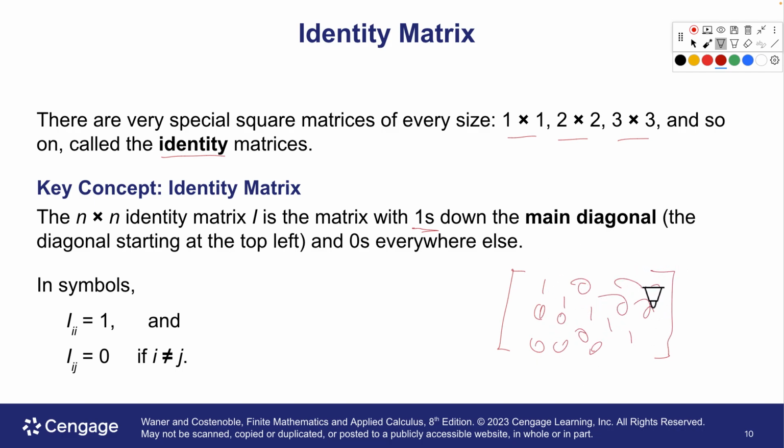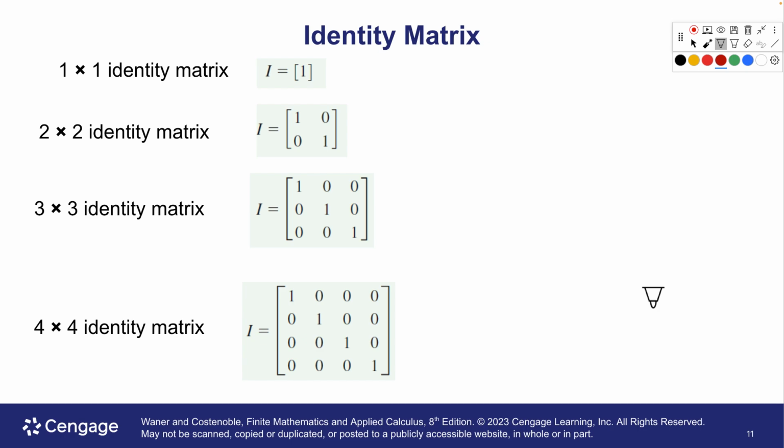So let's just look at some examples of identity matrices here, 1 by 1 to a 4 by 4. Again, in the 4 by 4, the diagonals are all ones and zeros everywhere else. We're going to use this in the next setting to actually solve systems of equations. So we start with the matrix and get it to look like the identity matrix, and we're going to find it gives us the answers we're looking for.